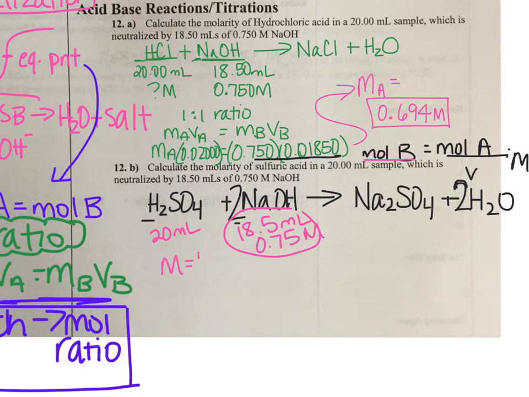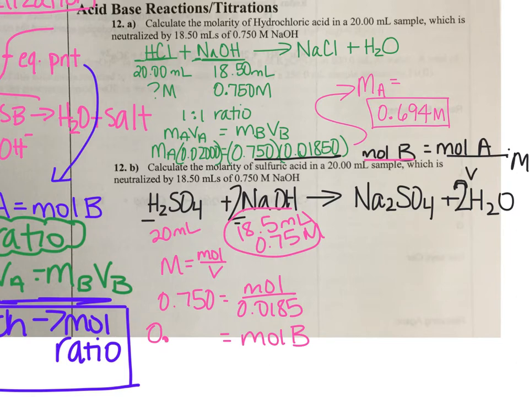Because we know that molarity is moles over volume, okay? We have 0.750 is equal to moles over 0.0185. So go ahead and type that in. You're multiplying to solve for moles of B. Once you got it, go ahead and shout it out. We're going to go to 3 sig figs on this one. Yep. Okay. So 0.0139 moles of the base.